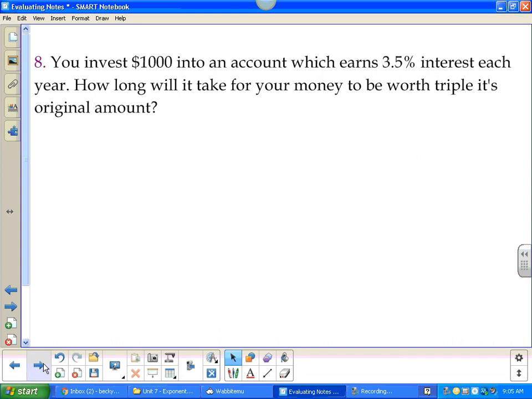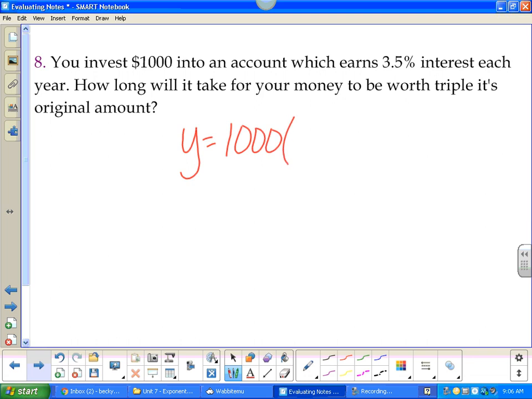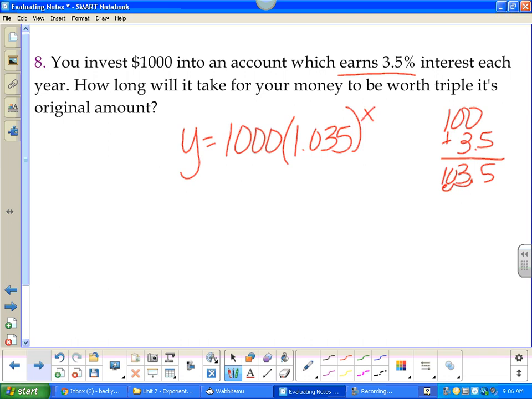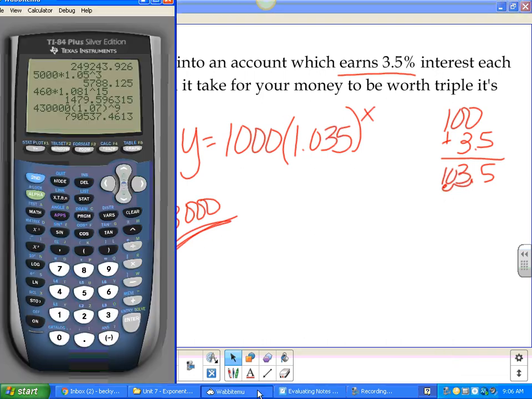You invest $1,000 into an account that earns 3.5% interest. How long will it take for your money to be worth triple the original amount? So y equals $1,000. I'm earning 3.5, so 100 plus 3.5 is 103.5. Scoot your decimal twice: 1.035. And I don't know how long we're going, but I want it to be worth triple. So if I start with 1,000, triple would be $3,000. So I'm going until I hit $3,000.